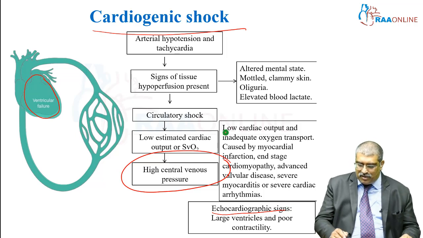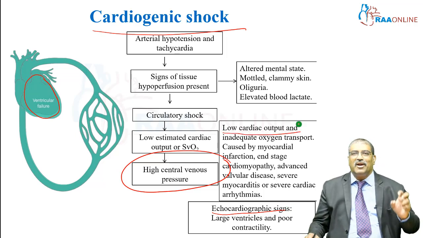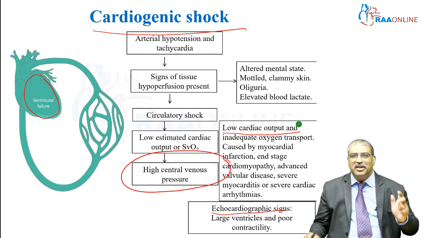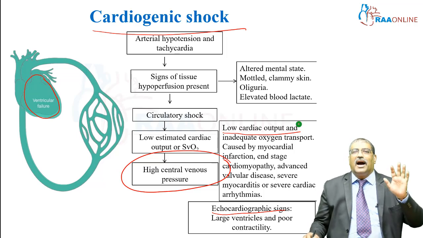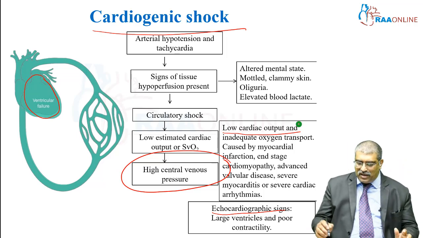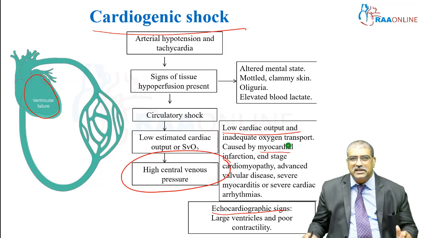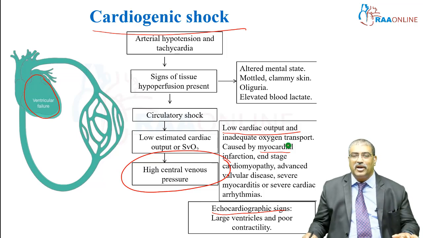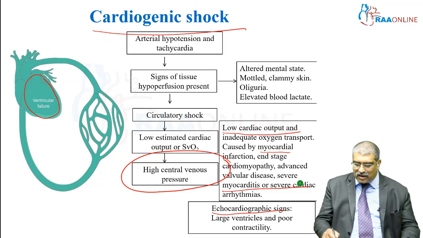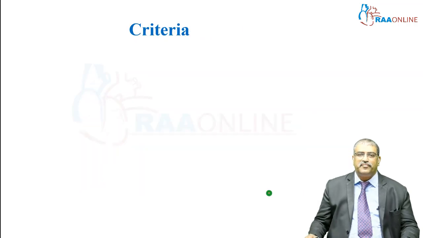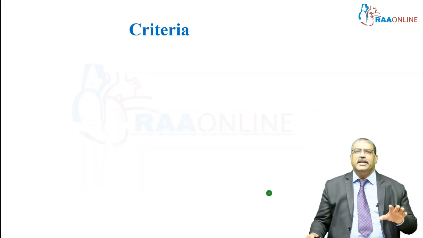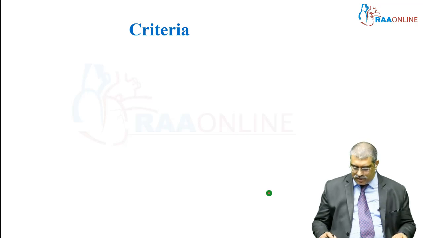Here, if you look at the echocardiogram, the ventricle will be dilated and there is poor contractility. And symptom wise, the patient is going to have low cardiac output syndrome, there is inadequate oxygen transport, and it is caused by myocardial infarction, the usual common cause, end-stage cardiomyopathy, advanced valvular heart disease, severe myocarditis or severe cardiac arrhythmias.